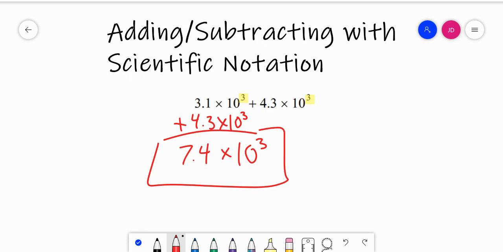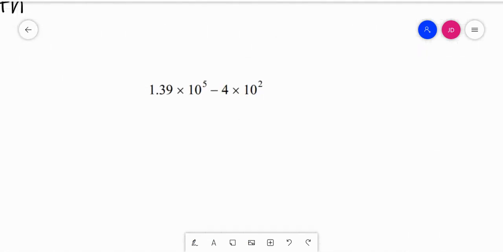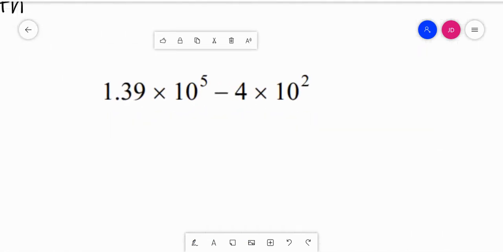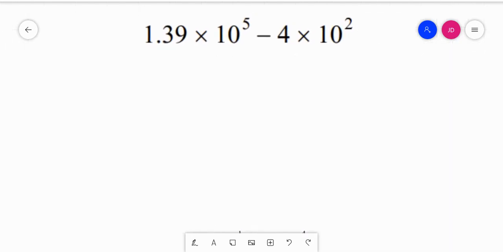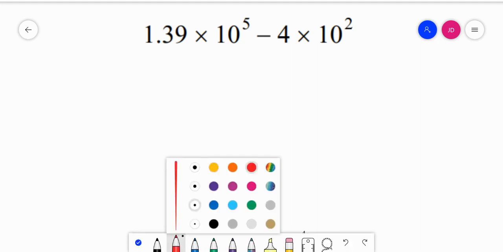Okay, let's take a look at an example when they're not the same. In this case, we have two numbers. They are not the same. So what do I have to do then? And we're also subtracting, so keep note of that as well. What I do is I take the lower exponent, the lower power of 10, and catch it up to the higher power by just adding 3, because we want to have that be the same.